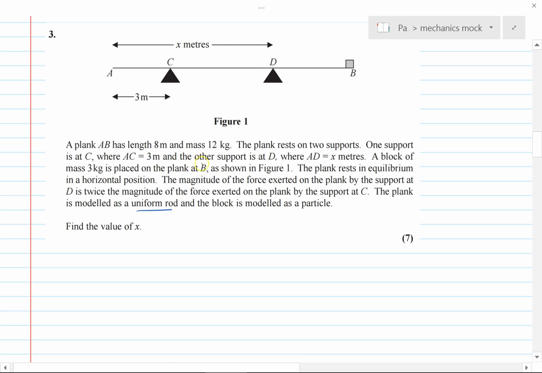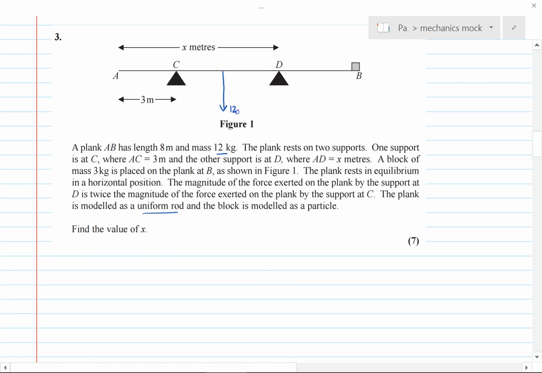It tells us also, obviously, the weight of the thing, which is 12g, 12 times 9.8. And it says also that there's a mass at B, which is 3 kilograms, making the weight 3g.